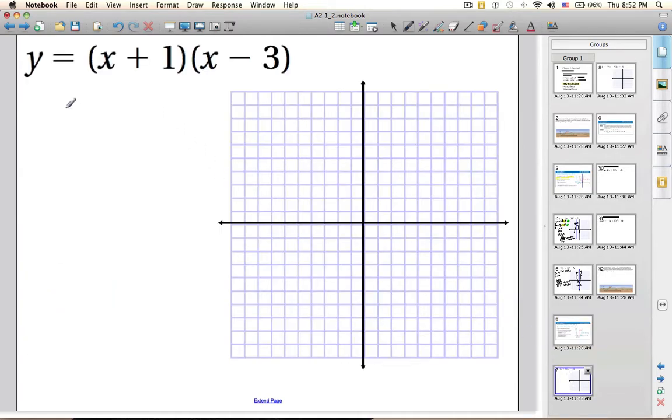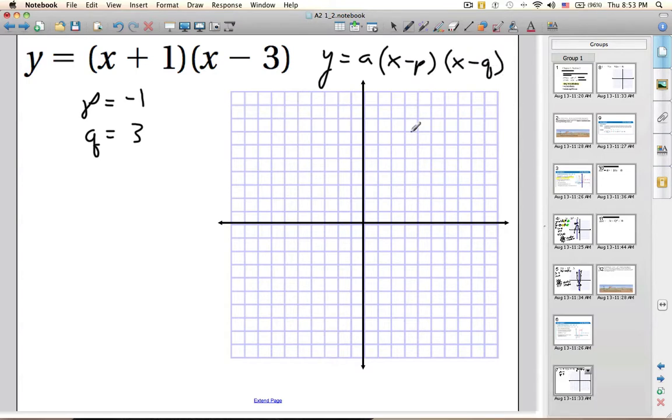So in this case, I have P is equal to negative 1, and Q is equal to 3. Remember, the form is this: y is equal to A times (x minus P) times (x minus Q). So this is x minus negative 1. That's why P is negative 1. Here's x minus 3. So if I go to negative 1 and 3, 1, 2, 3, those are my two intercepts.